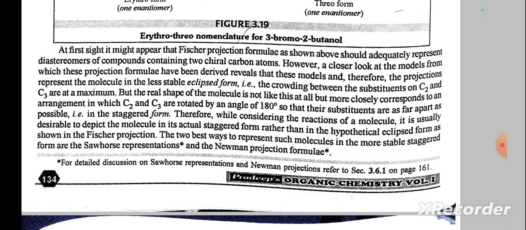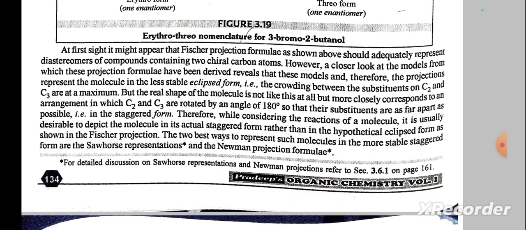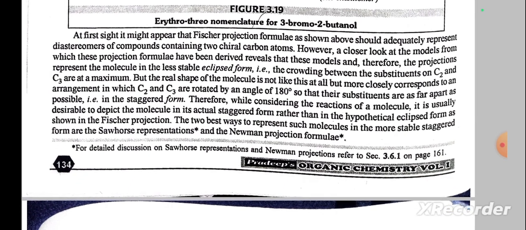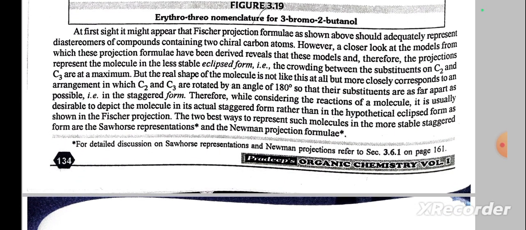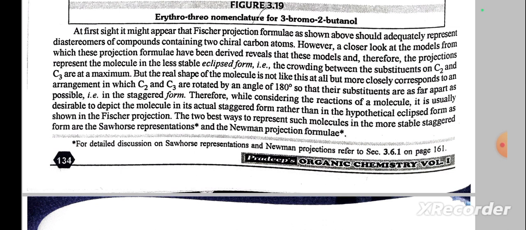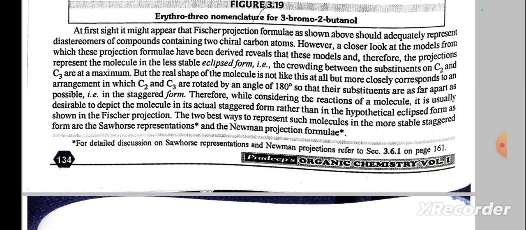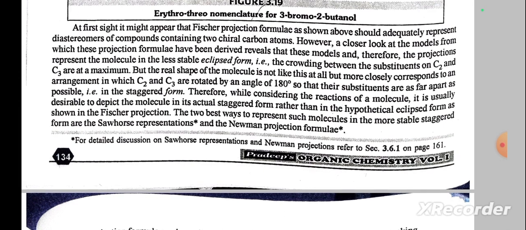At first sight, it might appear that the Fischer projection formula as shown above should adequately represent the diastereoisomerism of the compound containing two chiral carbon atoms. However, a closer look at the model from which this projection formula has been derived reveals that the projection represents the molecule in the less stable eclipsed form.